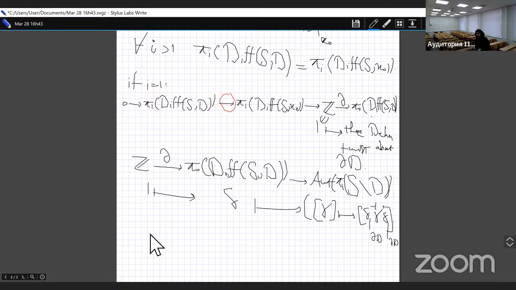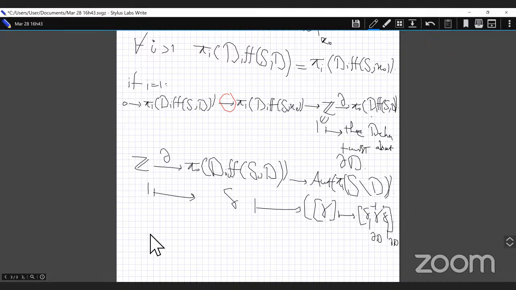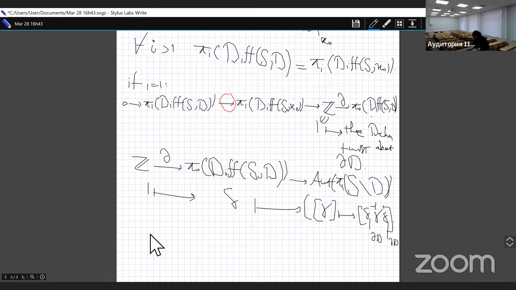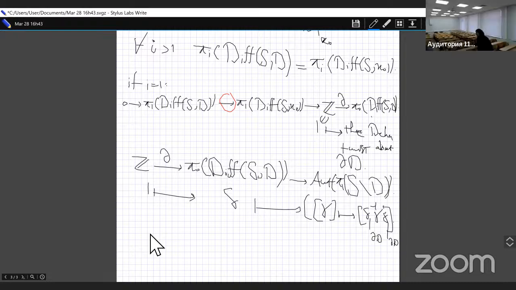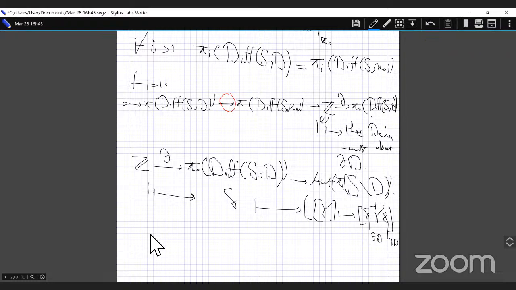Risha, does this argument make any sense whatsoever? I'm happy. Yeah, me too, it's fine. My only question is, on the right-hand side, do we really want pi1 of S minus D, or just pi1 of S at the marked point? Because otherwise, where's the base point for pi1 then?